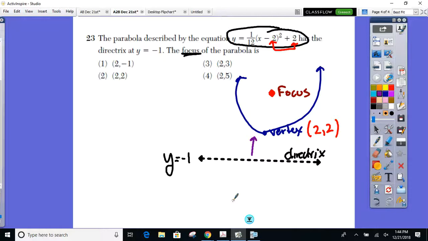I went up 3, right? It's directly in the middle, so it goes another 3 units up. Anybody want to tell me where the focus is? 2, what's 3 units up? 5, yep. 2, 5. Vertex halfway in between. All right.